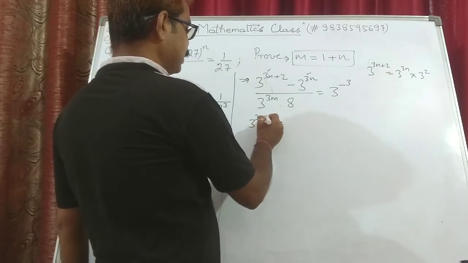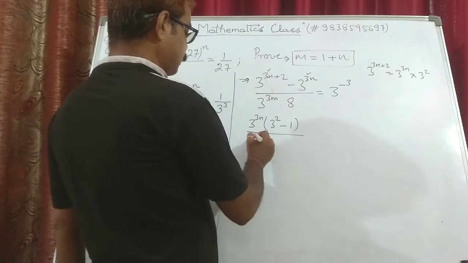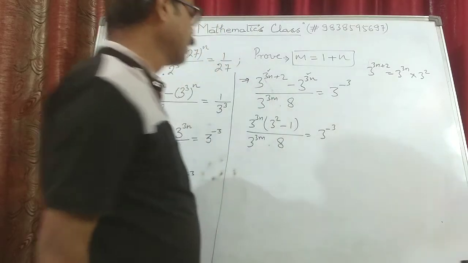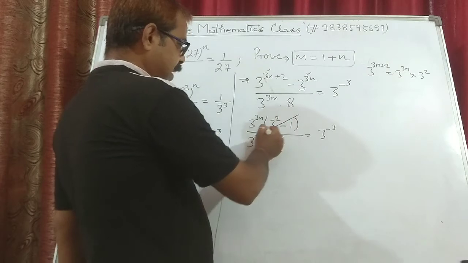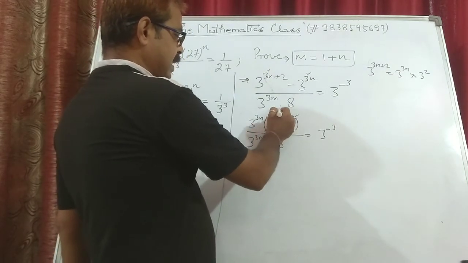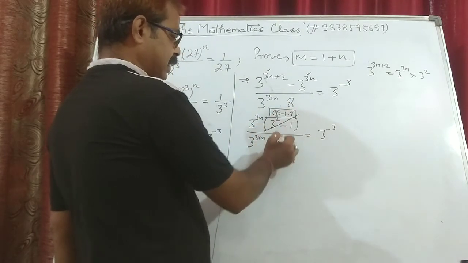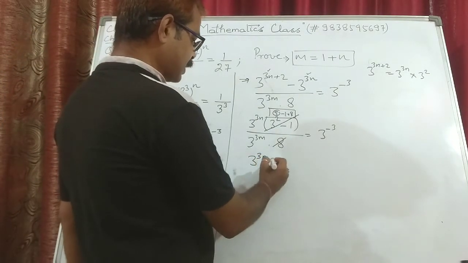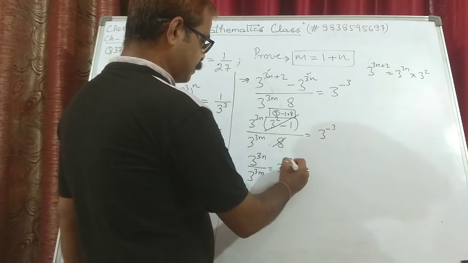So 3 to the power 3n, what is left? 3 square minus 1 is left, upon 3 to the power 3m into 8 is equal to 3 to the power minus 3. Now 3 square is 9, minus 1 is 8. It means this value will be coming 8. 8 and 8 will get cancelled. 3 square is, I am writing 9, and minus 1 is equal to 8. So this value 8 will cancel the denominator 8. So now we are getting 3 to the power 3n upon 3 to the power 3m is equal to 3 to the power minus 3.